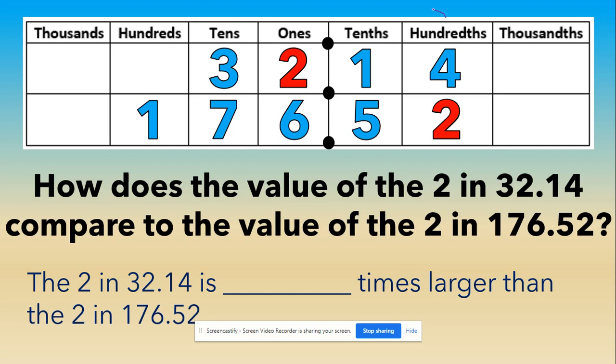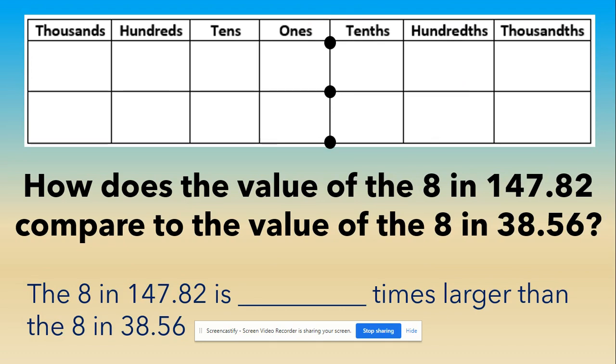The ones place is larger, so we know our answer is going to be a whole number. So here, we're going over 1, 2 places to the left. Each time we go one place value to the left, we're multiplying by 10. So 10 times 10 is 100. The 2 in the ones place is 100 times greater than the 2 in the hundredths place.